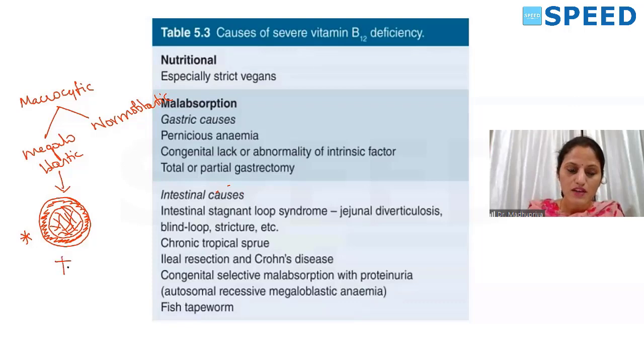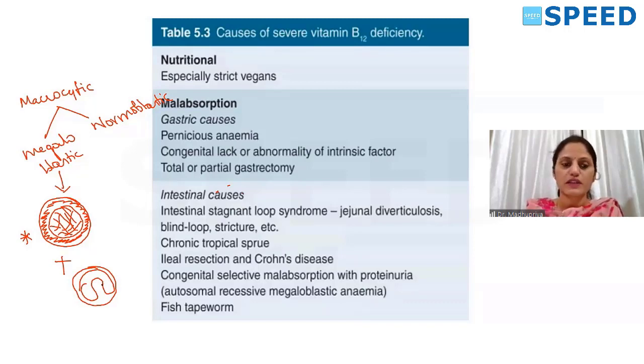Usually when these megaloblasts are found in the myeloid series, we see giant band forms. Band forms which are larger than the regular band forms. Band forms are nothing but neutrophil precursors, isn't it?